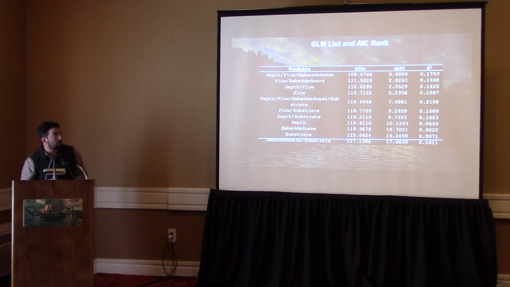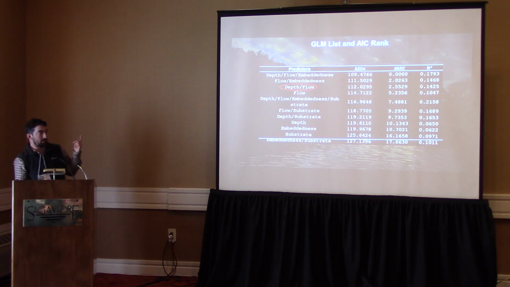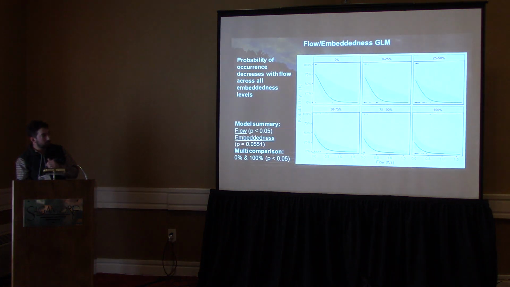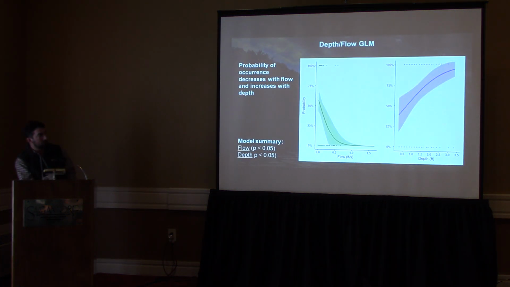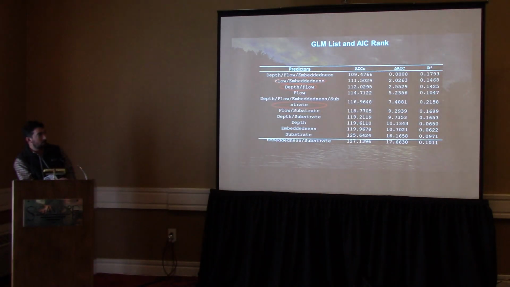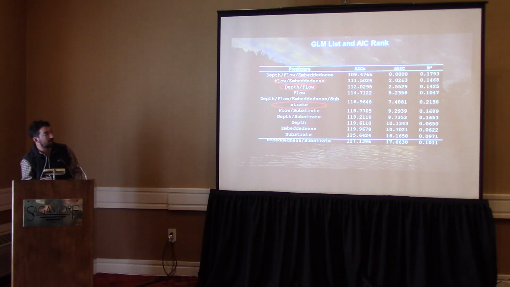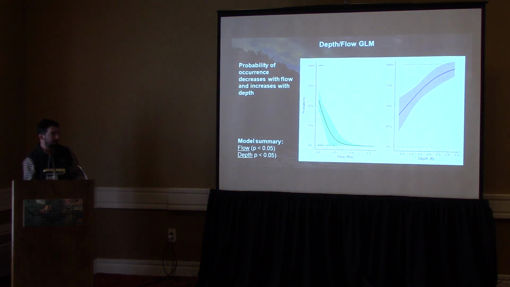And here's that daunting list, I guess, but we're going to go ahead and select. The depth, flow, and embeddedness was our strongest model, but it's easier to visualize some of the more simple ones. So we're going to use the depth, flow, and embeddedness. We're also going to pick the substrate model as well. That didn't perform as well, but it's something else that we can visualize.